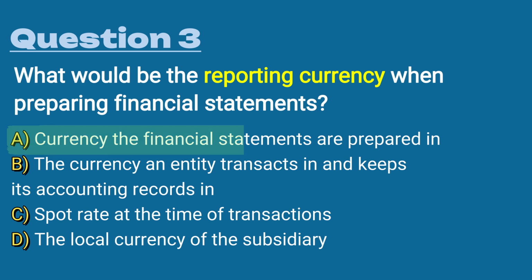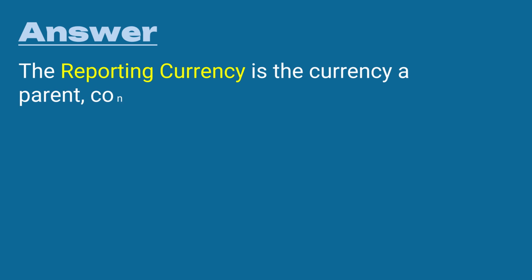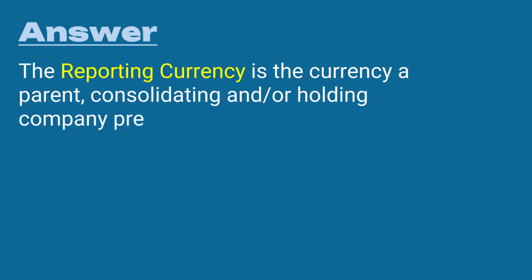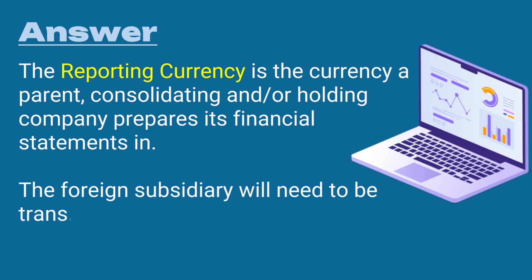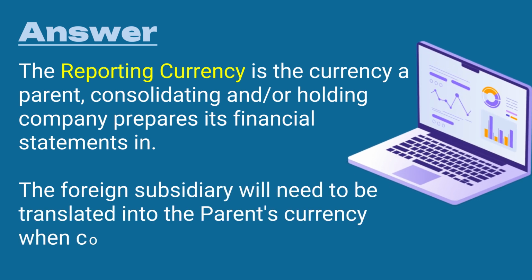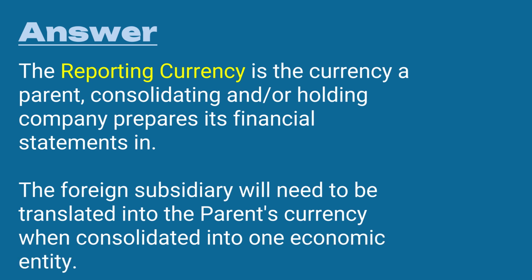The answer is A, the currency the financial statements are prepared in. The reporting currency is the currency a parent, consolidating, and or holding company prepares its financial statements in. The foreign subsidiary will need to be translated into the parent's currency when consolidated into one economic entity when you're doing consolidation accounting.